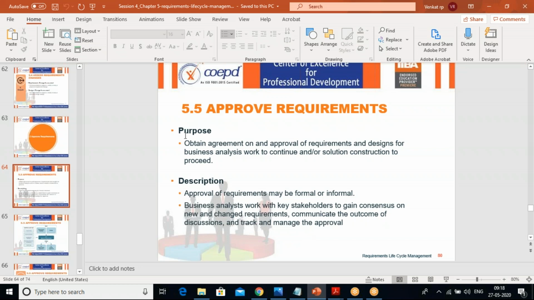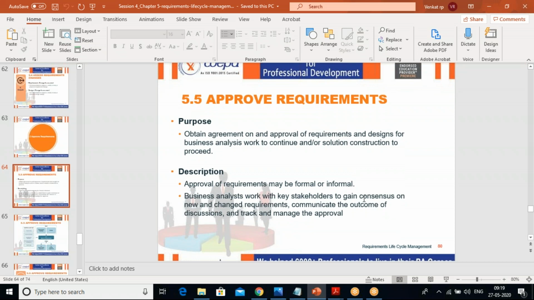The purpose of approve requirements is to obtain agreement on and approval of the requirements and design, for the business analysis work to continue and for the solution construction to proceed. Approval of the information may be formal or informal. We will see how we communicate with the key stakeholders, how we reach agreement or consensus on the changed or new requirements, how we communicate the outcome of these discussions, and how we track and manage the approval.